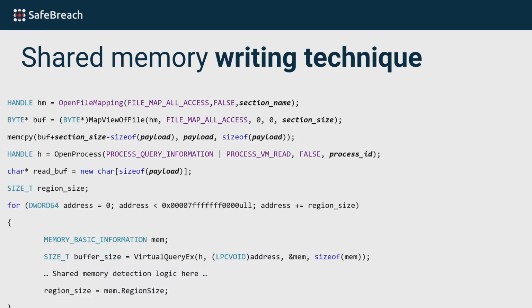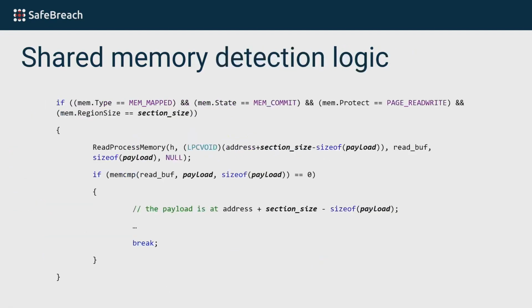We open this shared memory, map this shared memory to the malware process. We write our payload at the end of this shared memory section. And finally, we open the target process and we search for memory regions that have the same properties as the shared memory in terms of size and flags. And once we find that, we read the last bytes of that memory area in the target process.